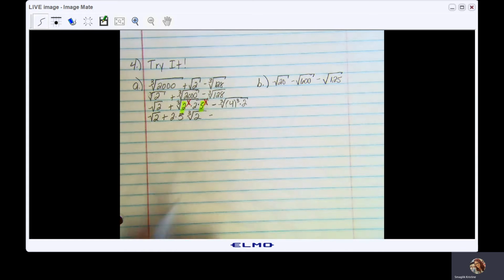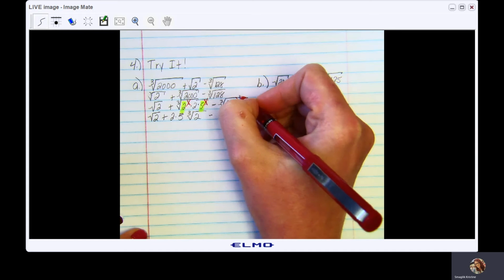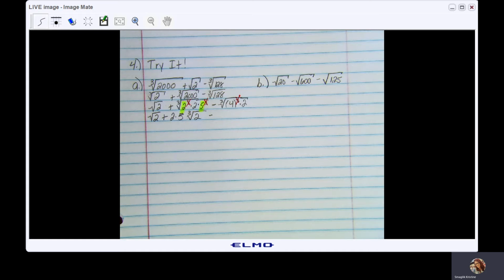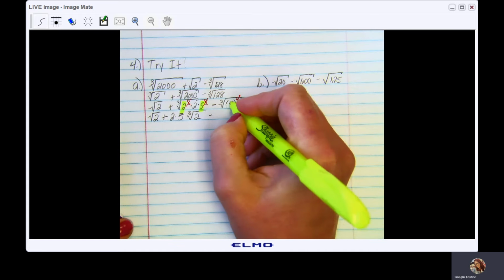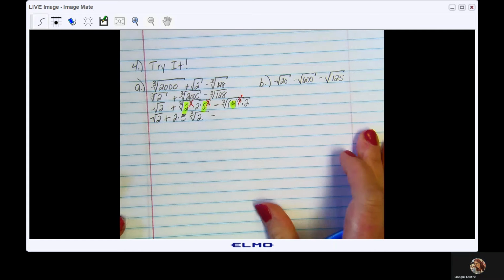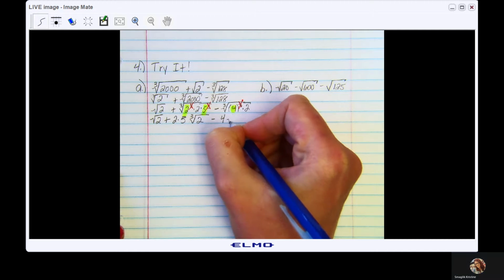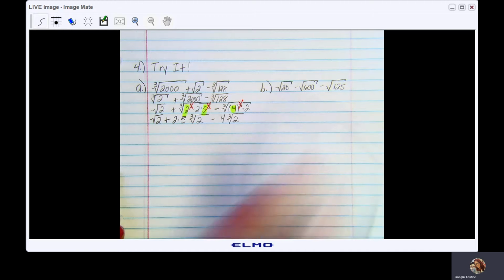Minus, okay, and now here again, this index and the exponent, they're inverses, they cancel each other out, and that base can leave the radical. So I'm going to pull out a 4 times the cube root of 2.